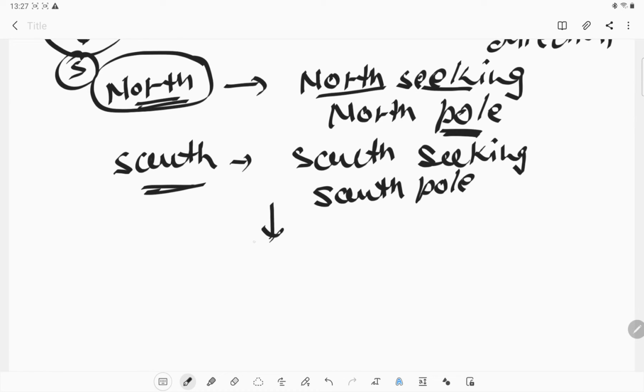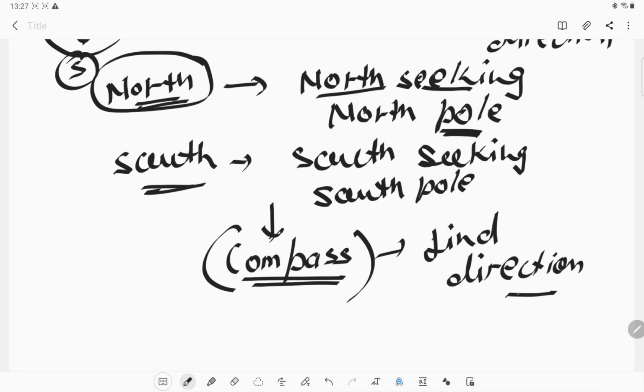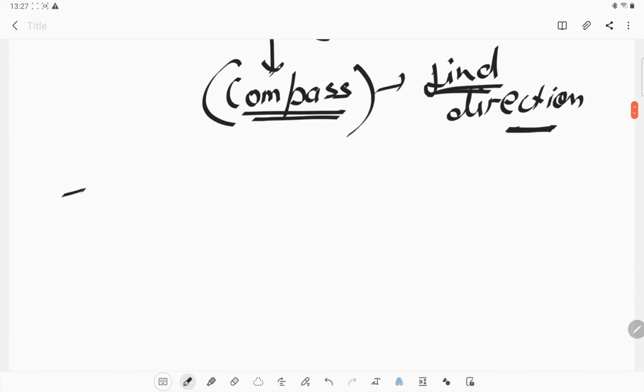After this discovery, some scientists also made a device, which is the compass. This is the device from which we can find direction. It helps us find direction whenever we are lost in any ocean or in any new place which we have not gone before. Now, how can we make our own magnet?